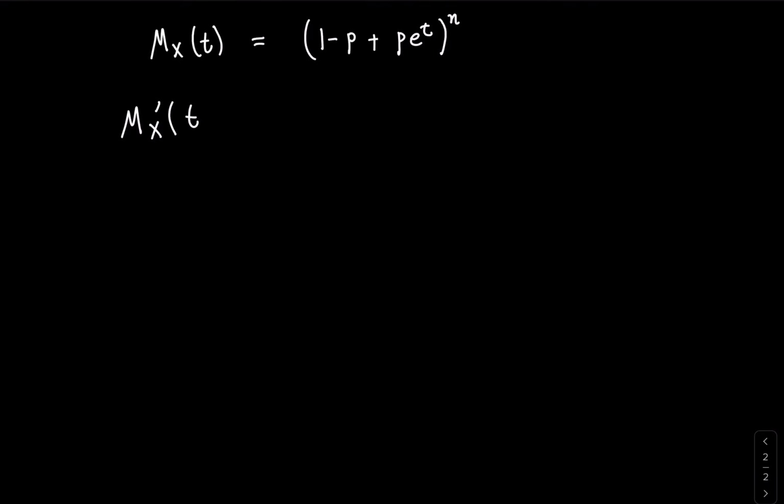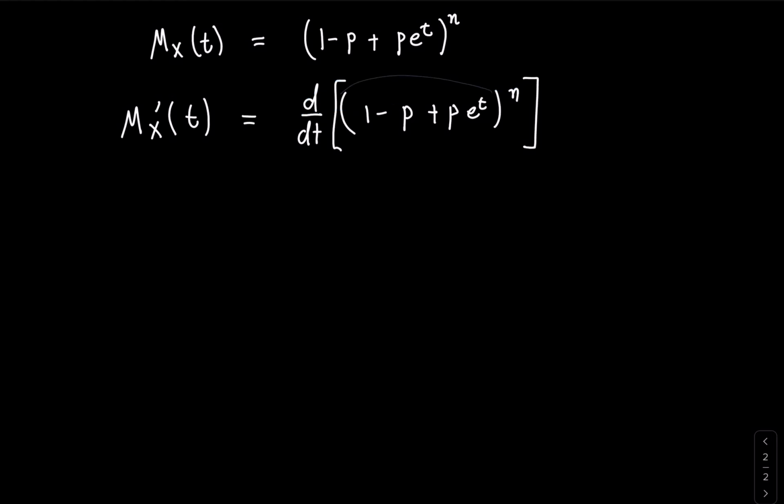So M_X prime of t is equal to the derivative of our expression, (1 minus p plus p e to the t) all to the power of n, and I'm going to put in brackets here. So recall when we have an expression to the power of n, what we need to do is bring the power down the front, then subtract 1 off the power, and then take the derivative of the inner function. So let's do that now.